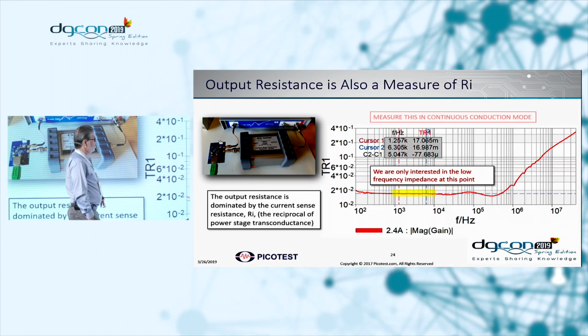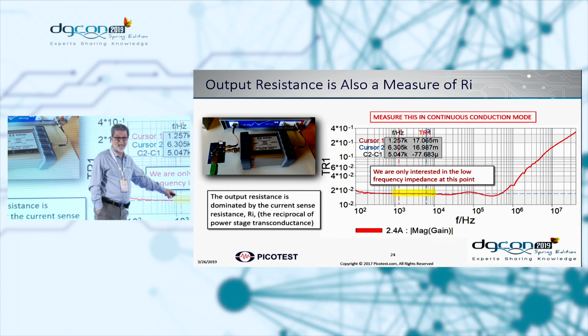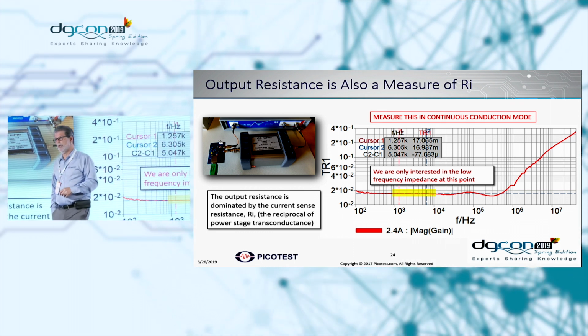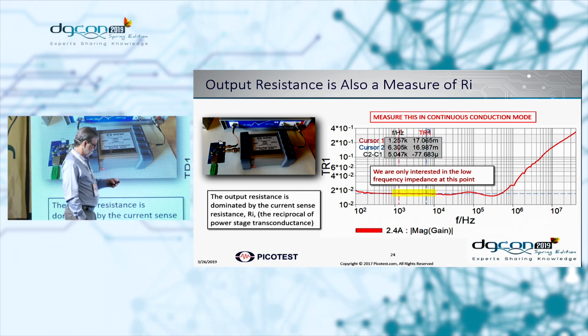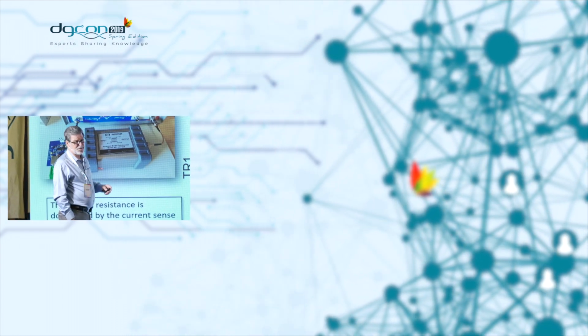And we can measure the output resistance. We're really only interested in the low frequency part. The low frequency part is resistive. Once we get above that, it starts to become inductive. But we can also get it from that measurement.